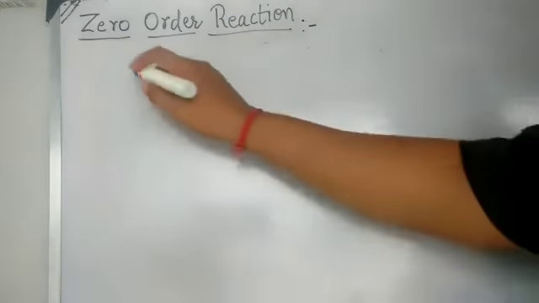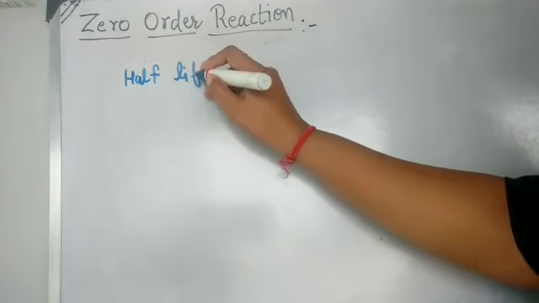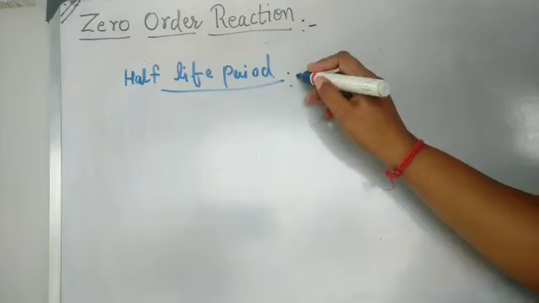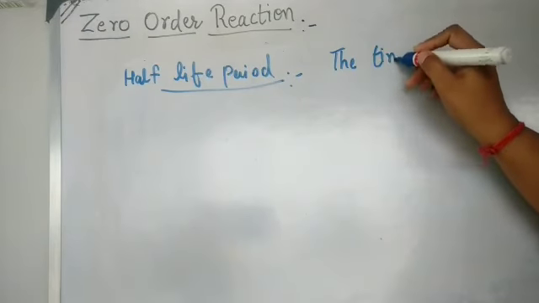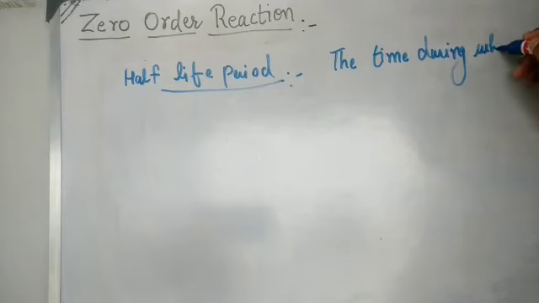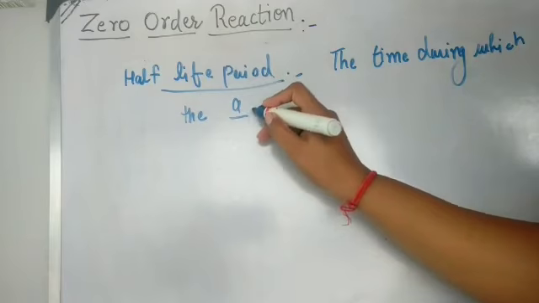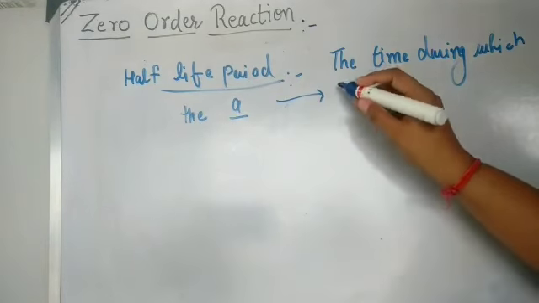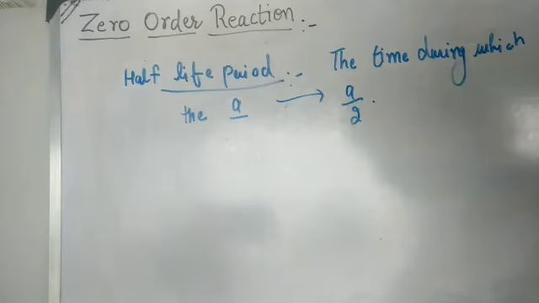Now, one more important thing is half-life period. What is that half-life period? So first we will do its definition. Definition is the time during which the initial concentration, suppose this is A, will be reduced to half, means A by 2. That is your half-life period.